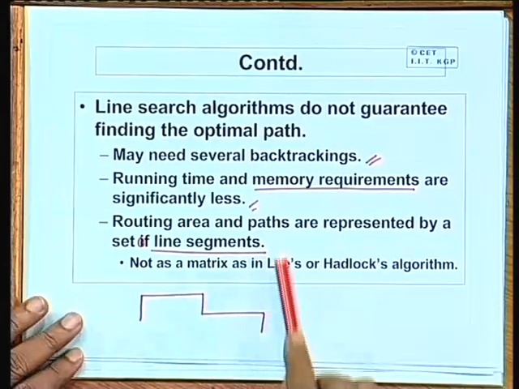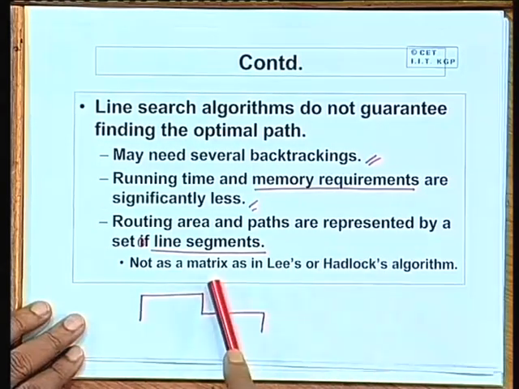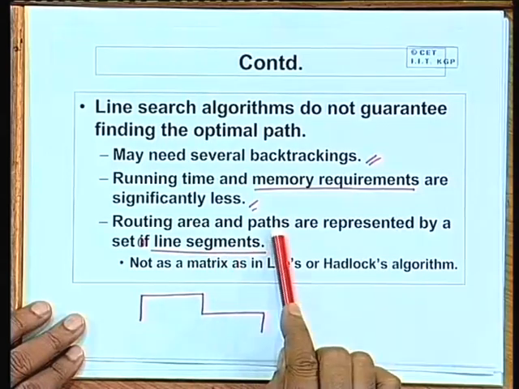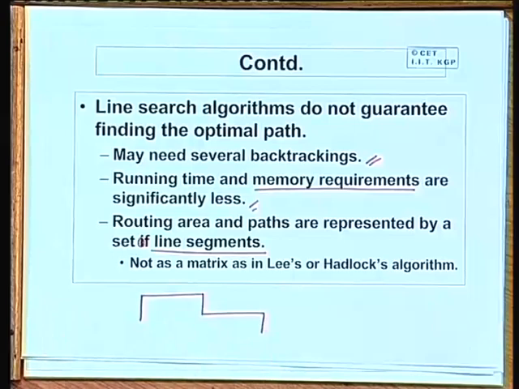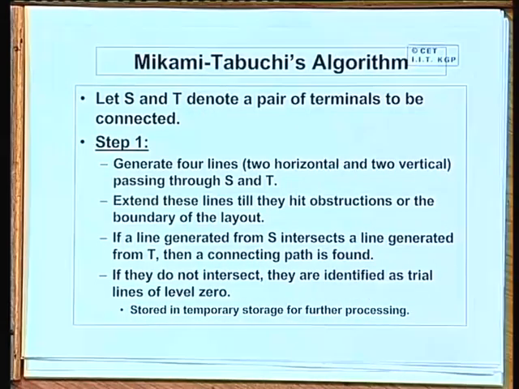But you can compare this with Lee's or Hadlock's algorithm, where finally the routing information you get is in the form of a matrix. From the matrix you will have to deduce back and determine the path. Okay. Now under the line search algorithm we will be discussing two different algorithms. First is an algorithm due to Mikami and Tabuchi, then we will talk about an improvement of this.